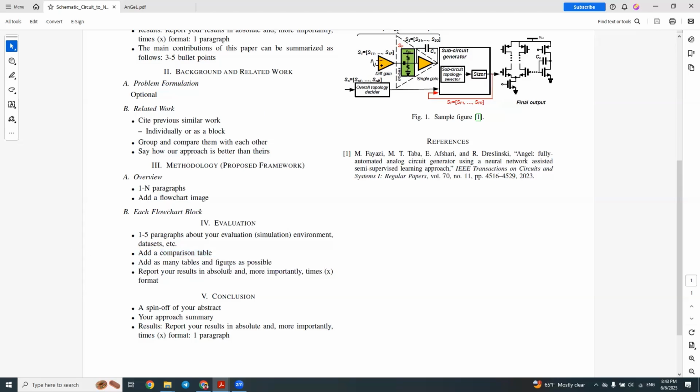Add as many tables and figures as possible. Try to report your data, your results, in figures and table format more than in writing. For sure, we should have some text that gives more explanation of what's going on in this image and what's going on in this table, but reporting them in tables and figures is more important. Again, it's very important to report our results in absolute terms and, more importantly, in comparison terms.